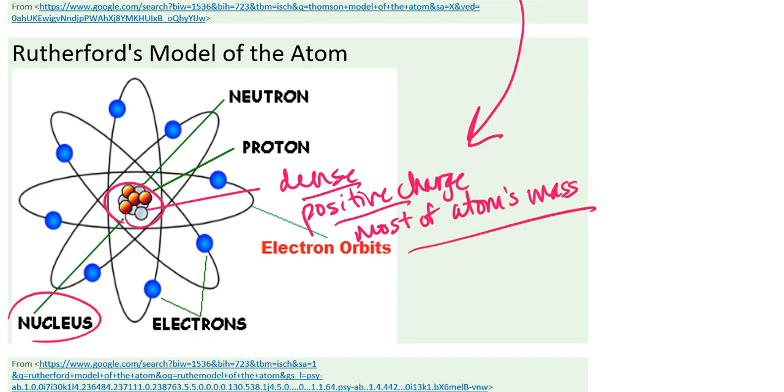Okay? Though, if the nucleus contains the positive charge, then he felt that the electrons must be outside of the nucleus, and so he pictured the electrons zooming around on these circular paths, which he called orbits.